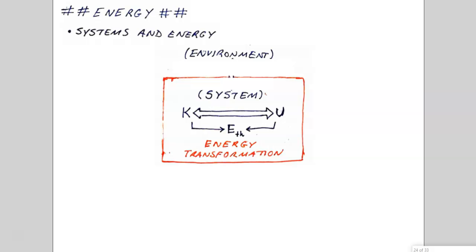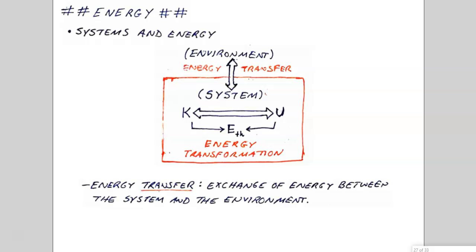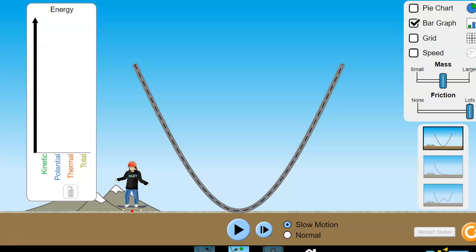So what about the environment? Work can be done to add or remove energy from the system. This is called an energy transfer. Energy transfer is the exchange of energy between the system and the environment. So again, our system consists of the skater and of the Earth. And you notice that right now the skater and the Earth have zero total energy. So how do we add energy into the system?